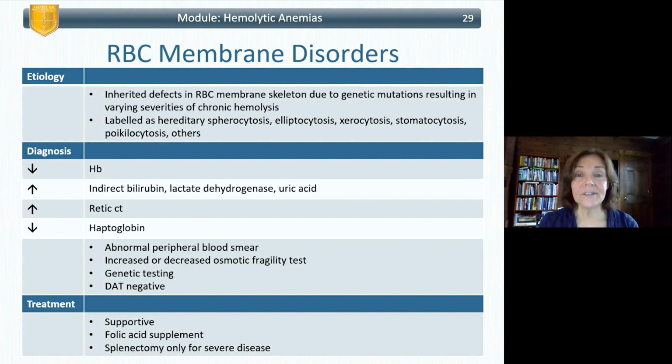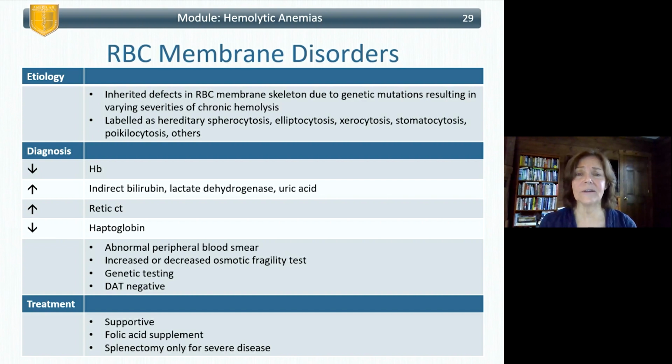They will have a high retic count and will have some scleral icterus, which will prompt the pediatrician to notice that there is a slightly elevated bilirubin. So we often recommend getting a retic count whenever you see a slightly elevated bilirubin to see if there's an underlying red cell membrane disorder, and please refer to the hematologist.